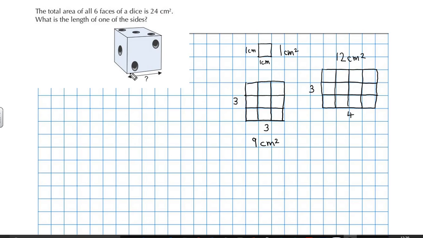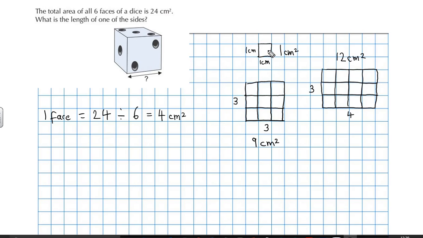So if I want to work out the area of one face, one face equals 24 divided by 6, because I'm being given the total of 6 faces. 24 divided by 6 gives me 4. It's 4 centimeters squared because we're talking about the area. So I now know that each of these flat faces is 4 centimeters squared.